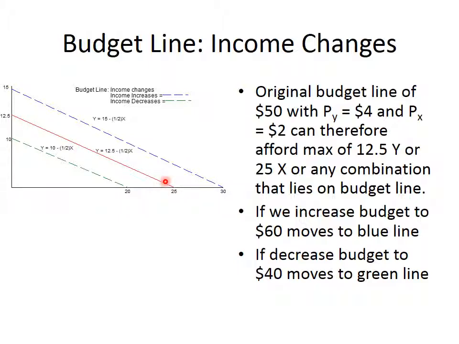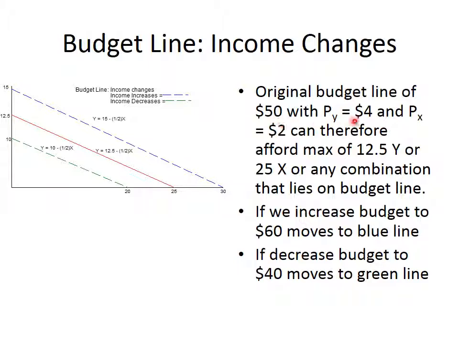We have an original budget of $50. Let's suppose the price of Y is $4 and the price of X is $2. This is just a multiplicative effect of what we just talked about, but at any rate, we won't worry about that. Let's take a look at this. If I've got $50 in my pocket, that's my budget.